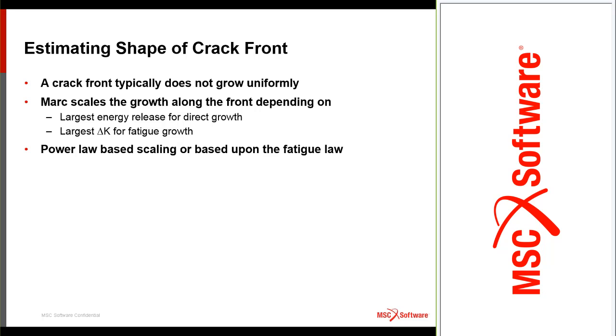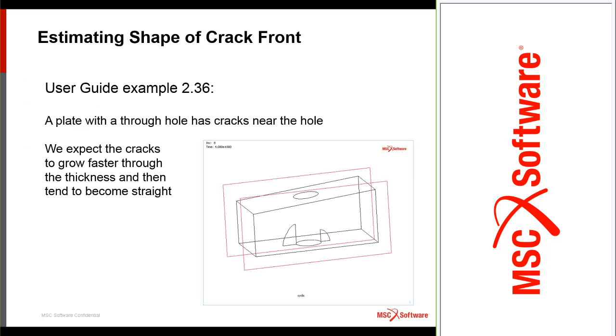So what we do, Marc, is to scale the growth not only between cracks, but also along the front for each 3D crack. And similar to what we just showed, we based it on the largest energy release rate for direct growth and the largest delta K for fatigue. And the scaling is based upon a power law, so the current delta K over the delta K max to the power of an exponent that you specify, or the scaling is based upon the fatigue law, say the exponent used in Paris law, for instance.